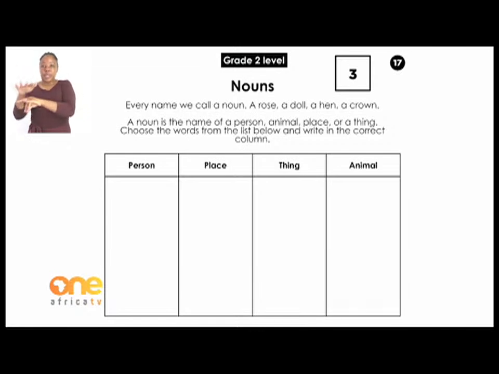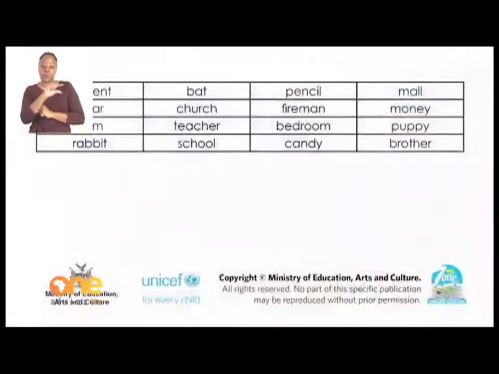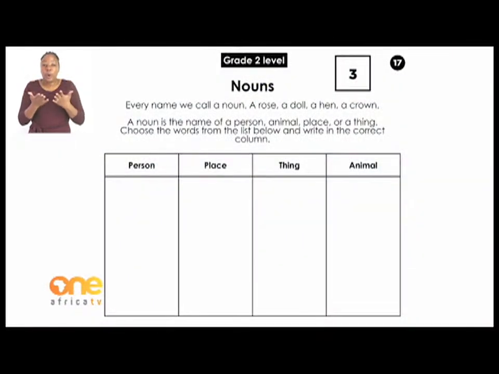Now, there are no pictures to help us, but we do have the word box below. You can see that from the word box, we do have a number of words that we need to put in the correct column. Let's take a look at the word student. Now, student can be someone who is studying at school, just like you, and we can't call a student a place. We can't call a student a thing. We can't call a student an animal. So a student must be a person. I'd like you to please write the word student in the column for person.